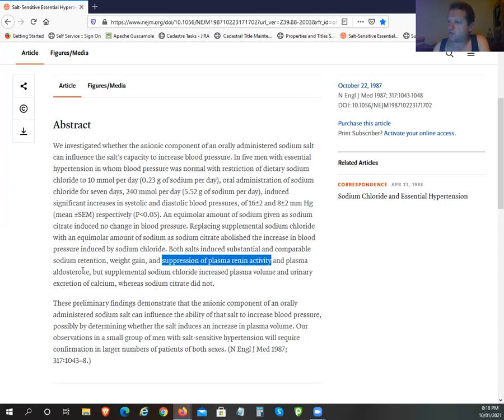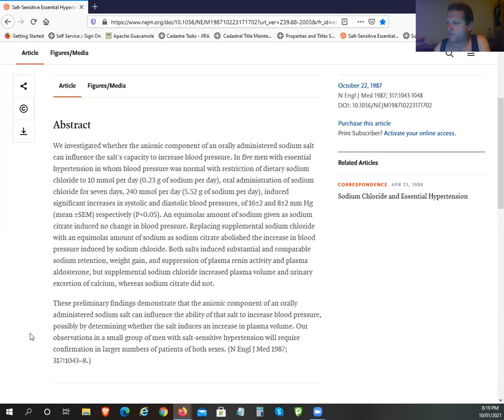And plasma aldosterone as well, which is also part of increasing those pathways. But supplemental sodium chloride increased plasma volume and urinary excretion of calcium, where sodium citrate didn't. So loss of calcium is actually coming due to the sodium chloride, not the sodium citrate. So the sodium is not causing it. It is basically, again, the chloride. We'll get to that. These preliminary findings demonstrate that the anionic components of the orally administered sodium salt can influence the ability of salt to increase blood pressure, possibly by determining whether salt induces an increase in plasma volume.